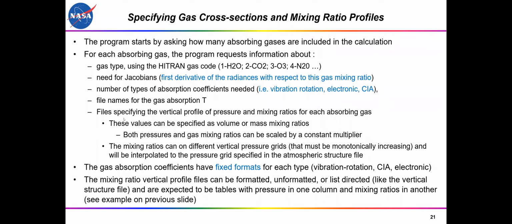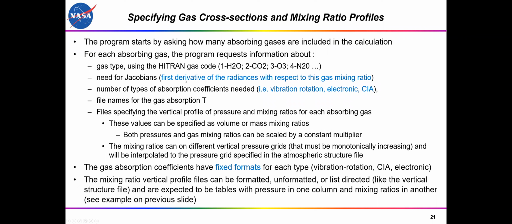Okay, then for gas cross sections and mixing ratios, we have to specify all of this information. The program starts by asking how many absorbing gases are included. And then for each absorbing gas, and in this calculation I'm going to show you, I think I've got 9 or 10 absorbing gases, it's going to be playing 50 questions for you. It's going to ask you for the gas type, and that's specified using the HITRAN gas code. All of you who have ever used HITRAN know: 1 is water vapor, 2 is CO2, 3 is ozone, 4 is N2O, 5 is CO, 6 is methane, and so forth and so on.